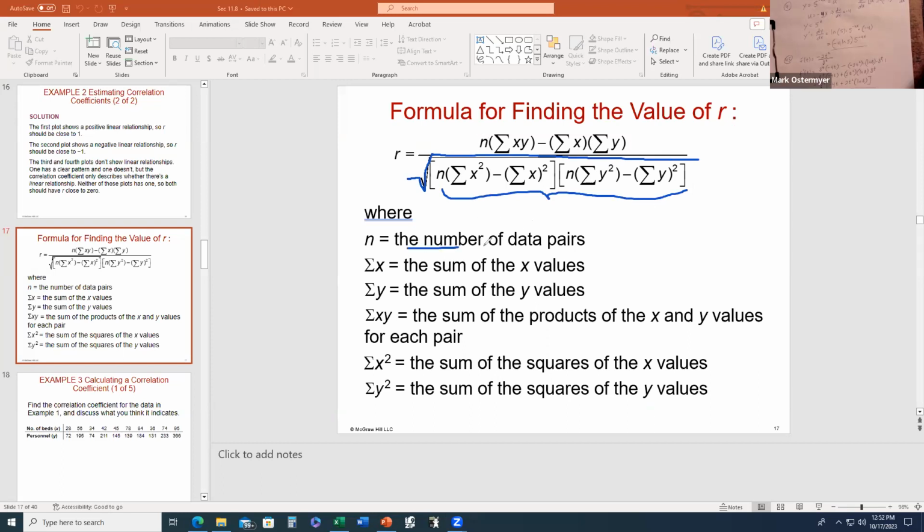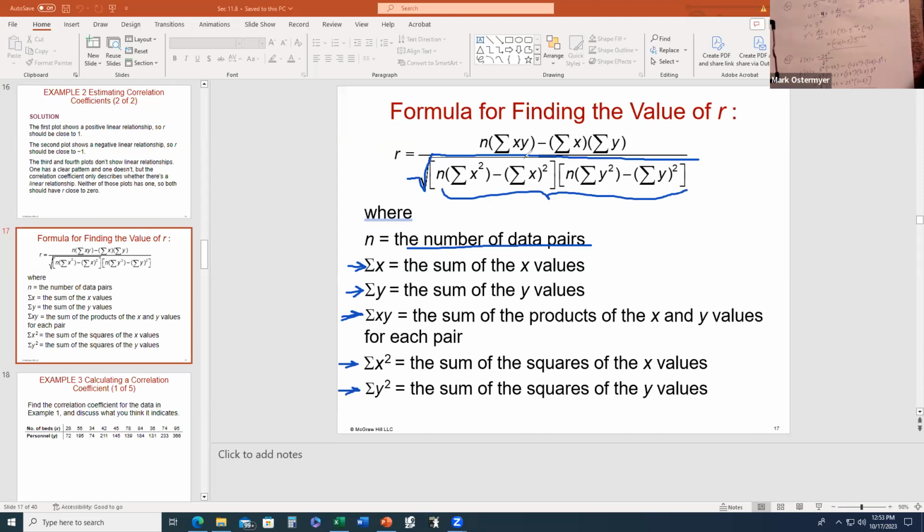N is the number of ordered paired data, the ordered pairs that we collected in the field. Sigma sub x means the sum of the x values. This is the sum of all the y coordinates of all their ordered pairs. This is the sum of all the products between the x and the y coordinates of our ordered pairs. This is the sum of all the x coordinates squared. And this is the sum of all the y coordinates squared. You have to compute all these sums and then substitute them in the proper place into this formula in order to crank out the correlation coefficient R that exists between the X and the Y data.